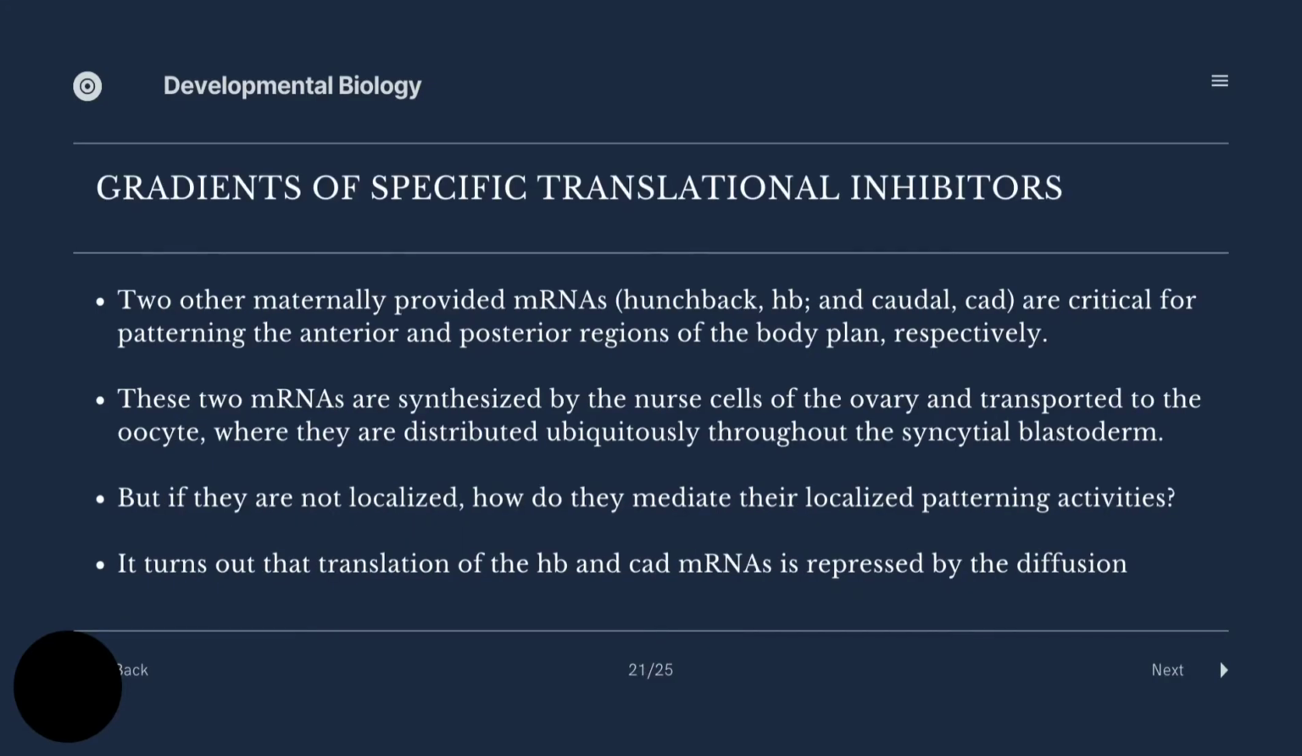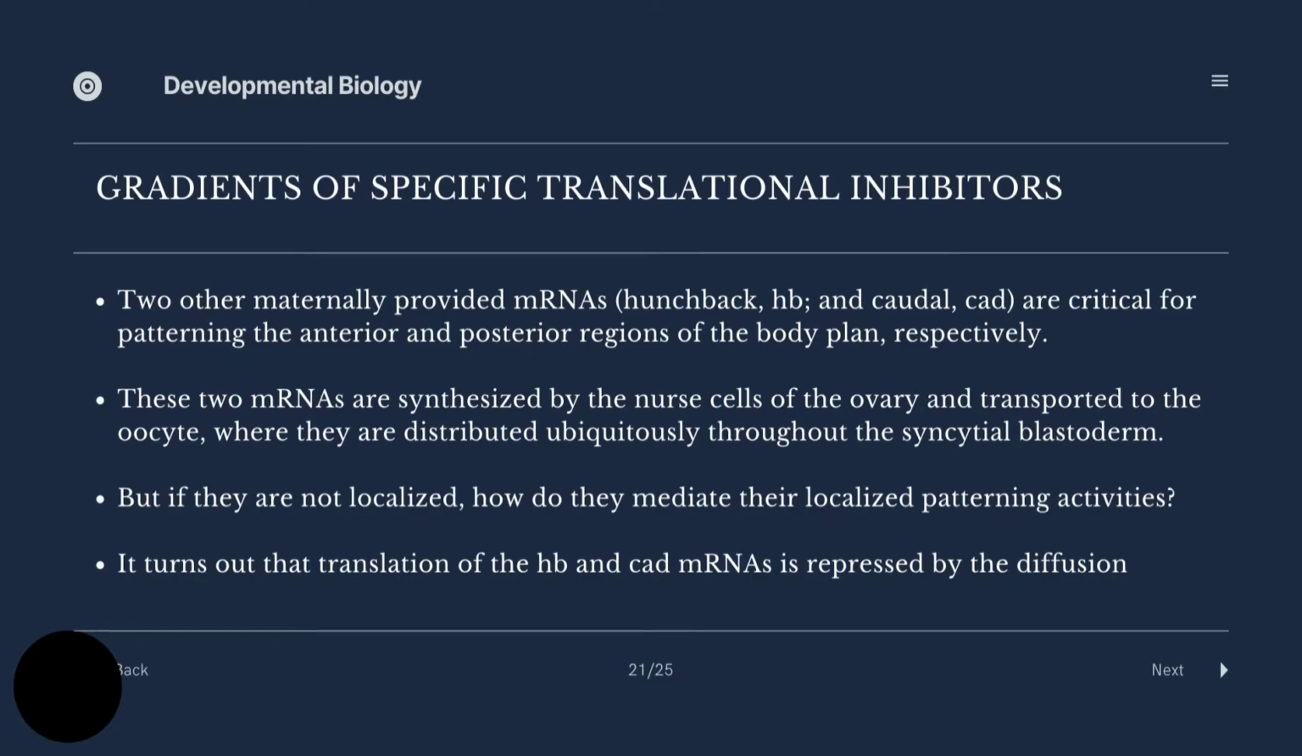And next come the gradients of specific translational inhibitors. There are two more maternally provided mRNAs called hunchback and caudal, which are critical for the patterning of anterior and posterior regions of the Drosophila body plan respectively. And these two mRNAs are synthesized by the nurse cells of the ovary and are transported to the oocyte, where they are distributed ubiquitously throughout the syncytial blastoderm.